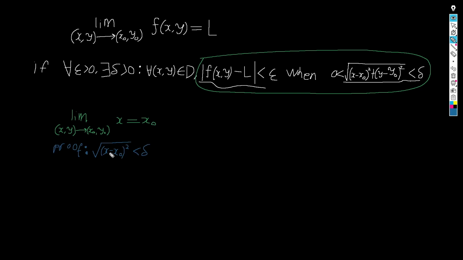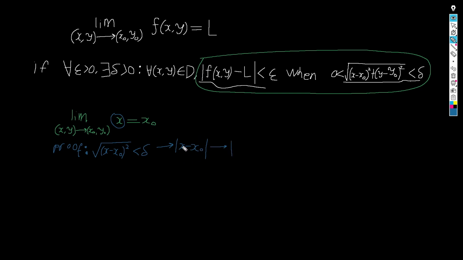First part of the proof is writing this as less than delta. Also, we're not doing the second bracket for y and y0 because we're not considering y here. We're just doing x. The next step is realizing that the root of a square is just the absolute value of the thing you're squaring. So this is just the absolute value of x minus x0.